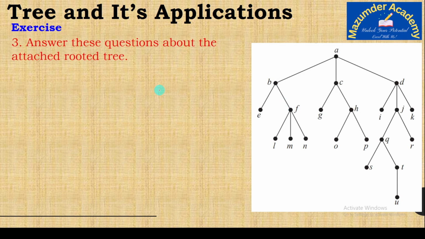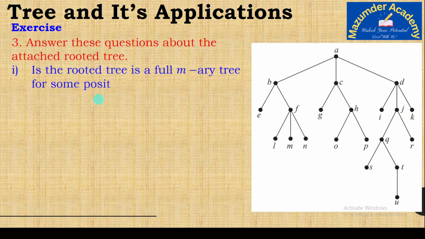Next question is, is the rooted tree a full m-ary tree for some positive integer m? Like binary means 2-ary. If m equals 2, then it is binary. Now, is it full binary or full m-ary? Full m-ary means that all the internal vertices have exactly m children for some positive integer m. But it is not true.